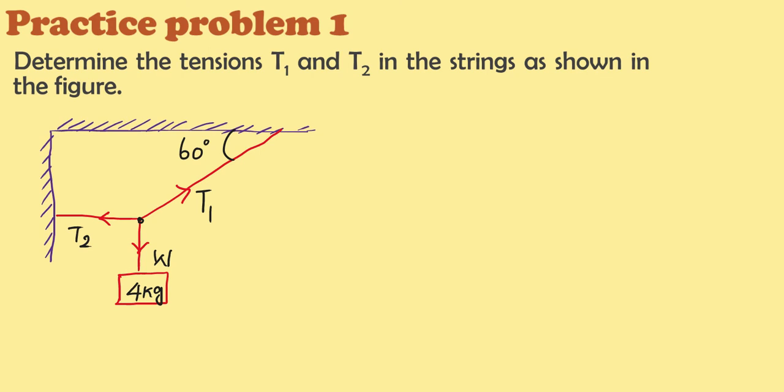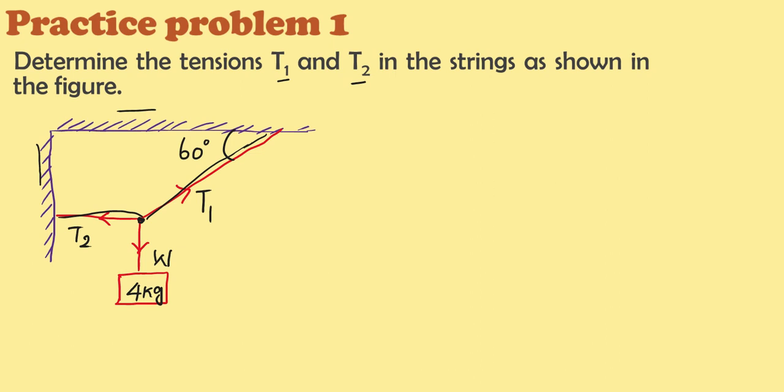Let's solve this equilibrium problem. This is a string here, and then this is also a string, and this is a fixed ceiling, and this side another wall, okay? And there is a mass of 4 kg hanging down, okay? So we have to find out tensions T1 and T2.